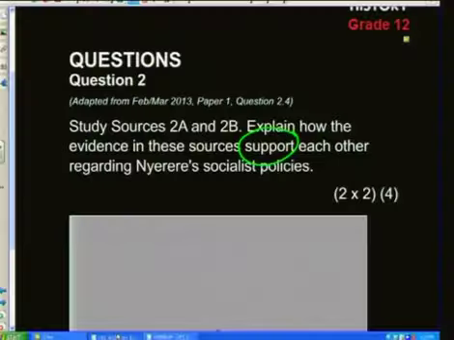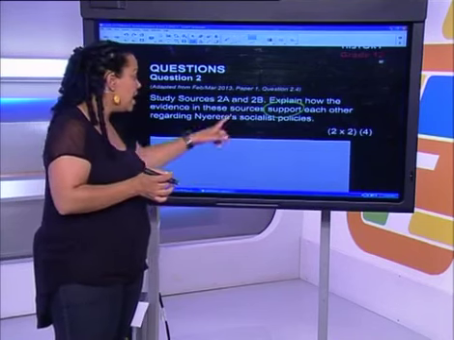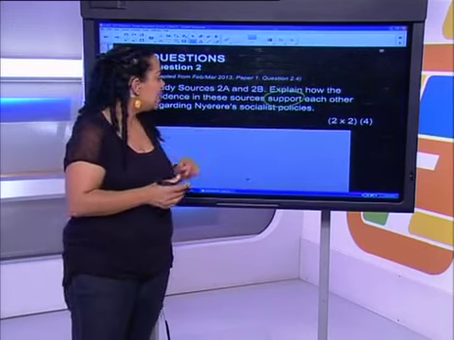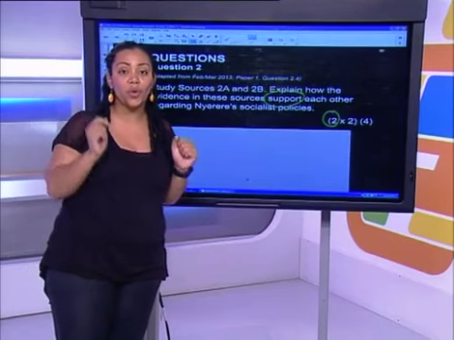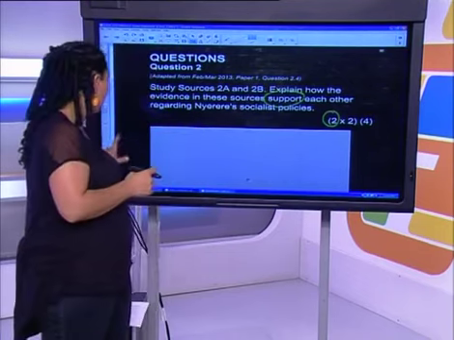You've seen both of the sources. The first one was the written source that listed all of the positive things that Nyerere was able to accomplish, and then the second one was the photograph. Right, so it says, explain how the evidence in these sources support each other regarding Nyerere's socialist policies. Again, we are looking for two answers, right? And if you start your answer with the word both, you should be able to get the answer right.